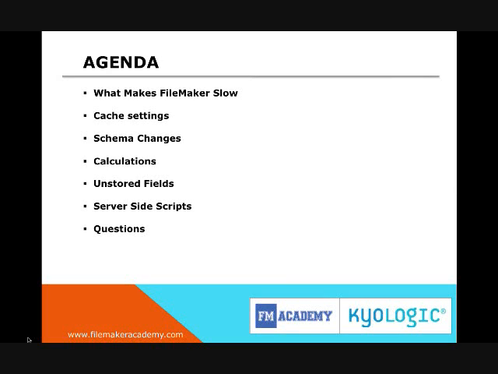Thank you, John. First, I'd like to go over our agenda today and learn a little bit about what we're going to be talking about. We're going to start by talking about what makes FileMaker Pro slow, learn the things that we need to avoid, and see what our tips will be addressing. And those tips will revolve around changing our cache settings on server and client, modifying the schema within our solutions, making calculations faster, eliminating unstored fields, and then my favorite tip of all, using server-side scripts. And there will also be a question and answer period at the end.